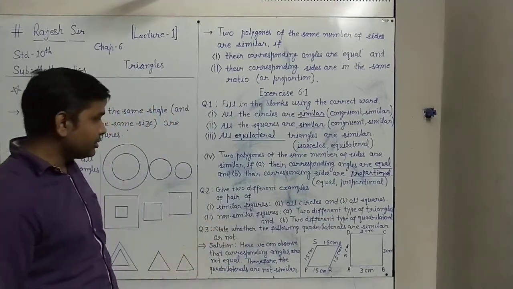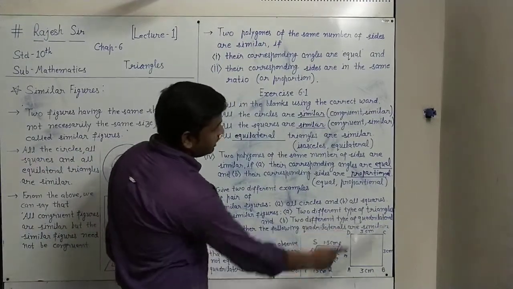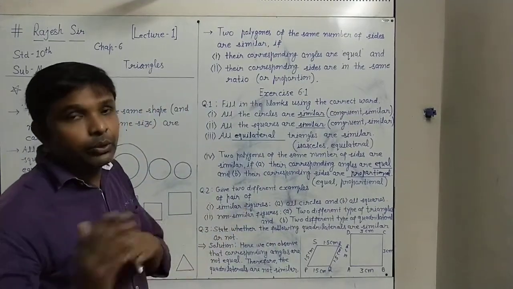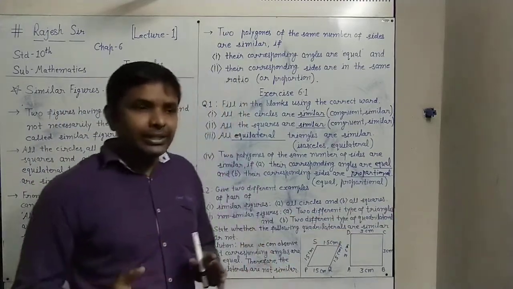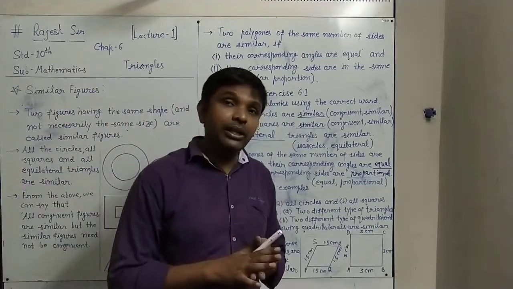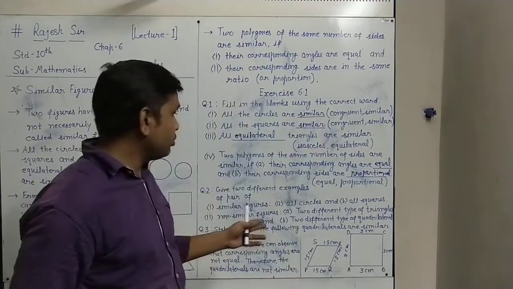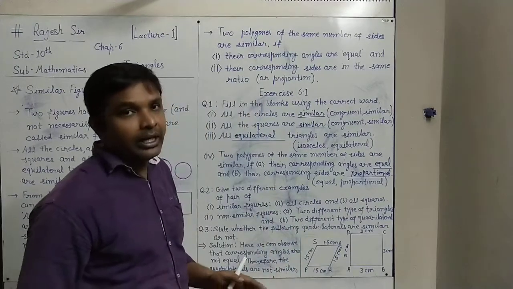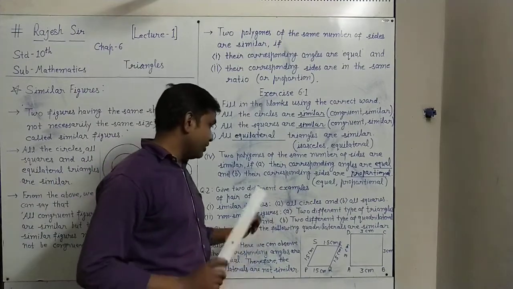Now, for non-similar figures, the first example is two different types of triangles. Suppose you take one as an equilateral triangle and the other as an acute angle triangle. You can understand the shapes will be different. In an equilateral triangle all sides are equal, while in an acute angle triangle the sides may not all be equal. So two different types of triangles will always have different shapes, and if they have different shapes they will not be similar. They are called non-similar figures.